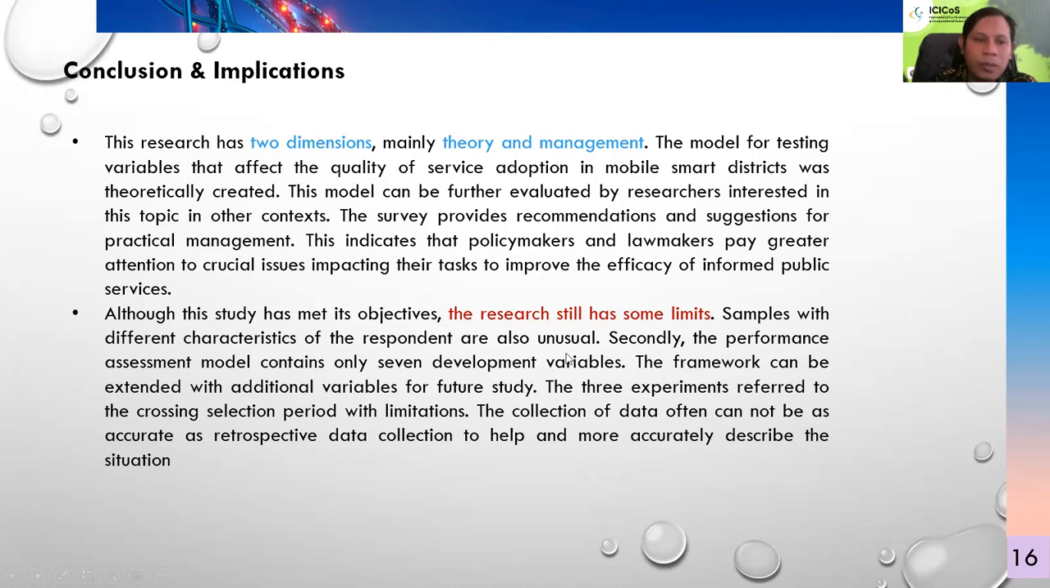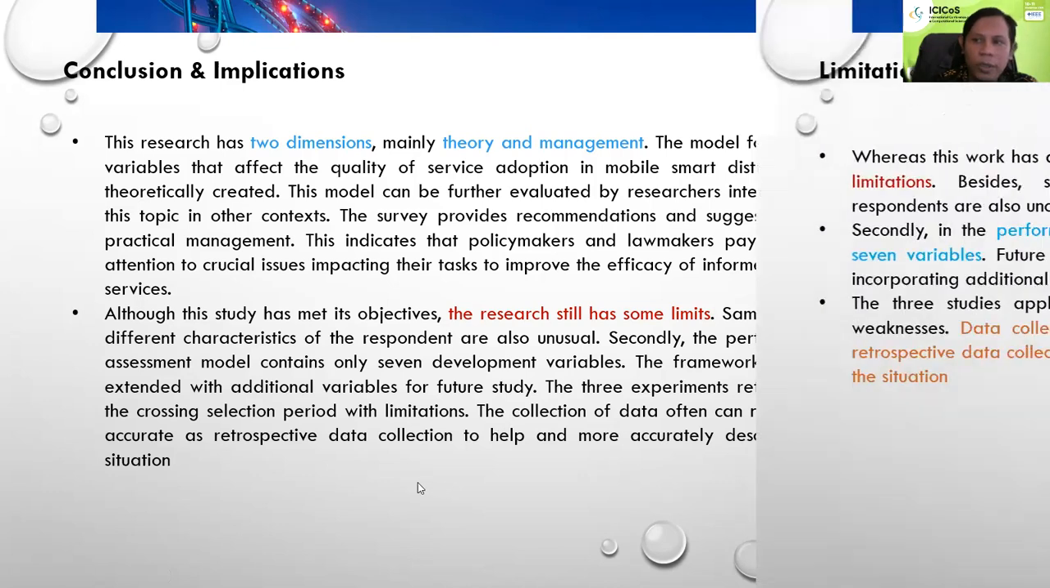Although this study has met its objective, the research still has some limits. Samples with different characteristics of respondents are also unusual. Secondly, the performance assessment model contain only 7 development variables. The framework can be extended with additional variable for future study. The 3 experiments refer to the crossing selection period with limitations. The collection of data often can be accurate as retrospective data collection to help more accurately describe the situation.